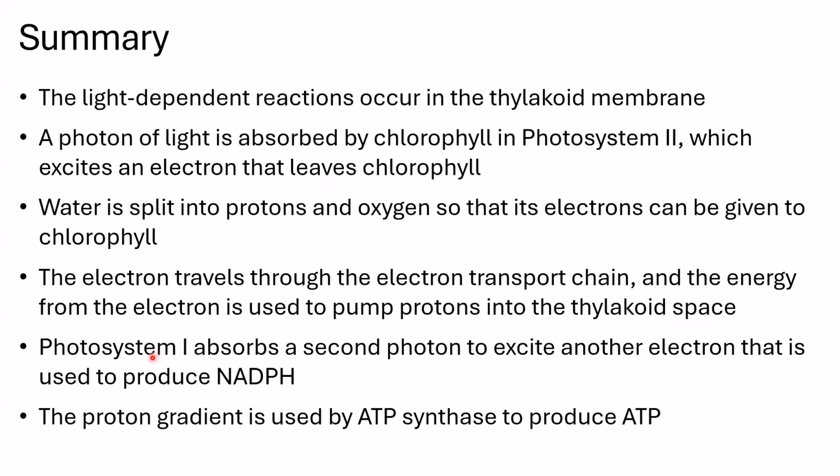The chlorophyll in photosystem 1 also absorbs a photon, and the electron that gets excited also leaves. The electron that came from photosystem 2 replaces this electron, and the electron from photosystem 1 goes on to reduce NADP+ to NADPH. The proton gradient that was produced by the electron transport chain is used by ATP synthase to produce ATP by photophosphorylation. Overall, there are many similarities to the electron transport chain in cellular respiration.